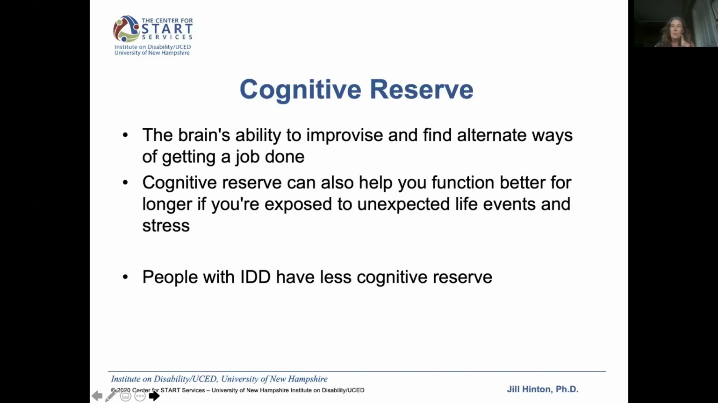The last little area I'll cover is a concept called cognitive reserve. Our cognitive reserve is our ability to function in situations where you're exposed to unexpected life events and unexpected stress, and being able to call upon, and again, this is all related to executive functioning and trauma, that ability to develop ways to cope, ways to get through difficult situations when unexpected things happen. And in general, people with IDD have less cognitive reserve.